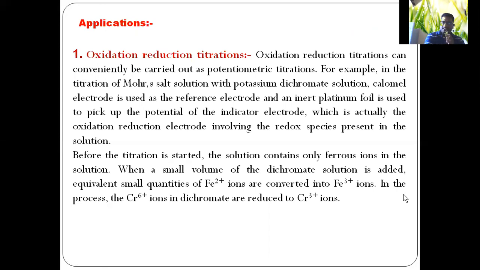Now, chromium 6 plus ions in dichromate are reduced to chromium 3 plus ions in the process. Though it acts as an oxidizing agent, chromium 6 plus ions get reduced to chromium 3 plus ions. So here, the reaction that takes place is: when you add chromium 6 plus, that is potassium dichromate, to the FAS, Fe2 plus ions are oxidized into Fe3 plus. In the process, chromium 6 plus ions get reduced to chromium 3 plus ions.